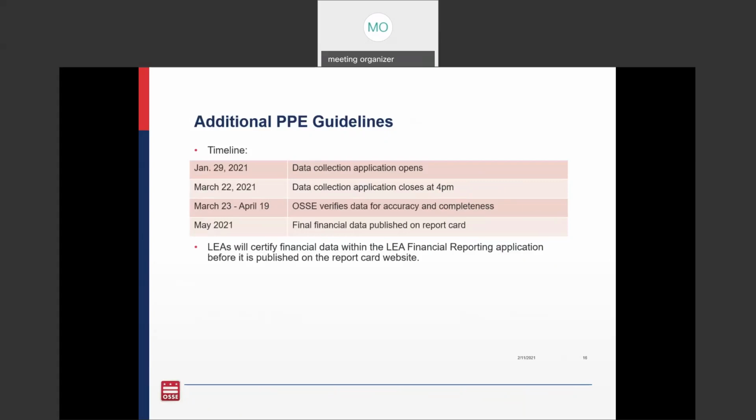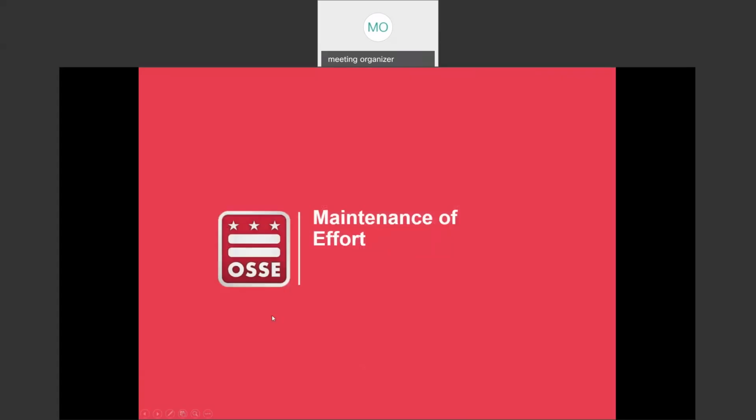After the deadline, which is March 22nd, I will be reviewing all of the submissions just to make sure that they look correct. So I may come back to you if I notice something looks a little off, and I would ask for clarification or ask you to correct it. And then we will work with our report card vendor to get all of the financial data published on the report card in May. And that is all for the per pupil expenditures.